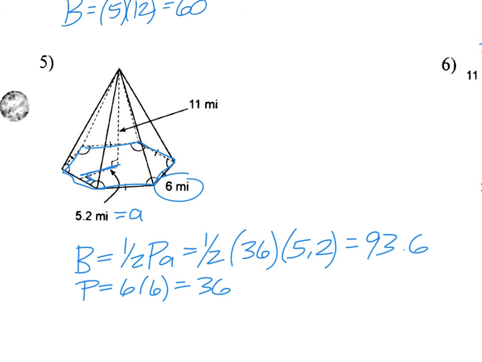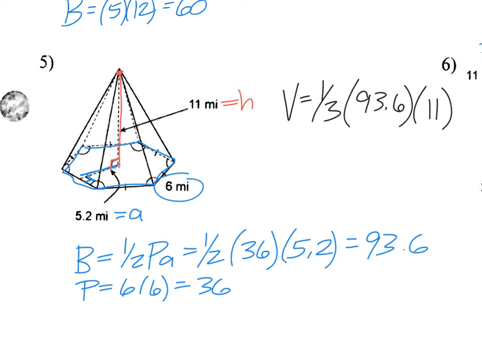Here's the height of the pyramid again. So volume is 1/3 big B, which is 93.6, times H, which is 11. That gives 343.2. And that's miles cubed. Kind of a weird unit.